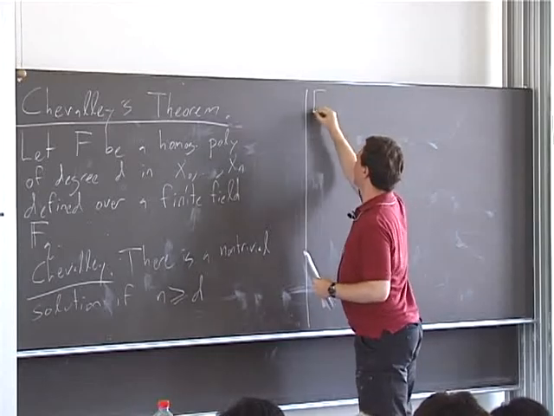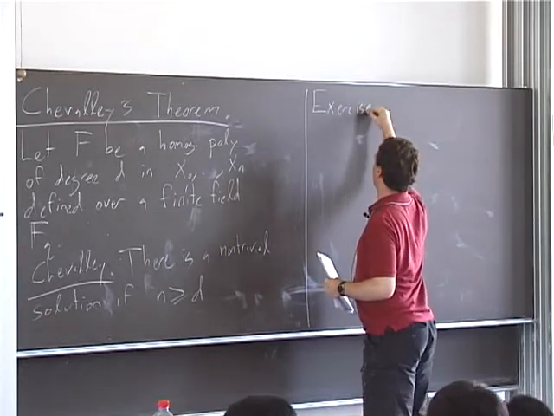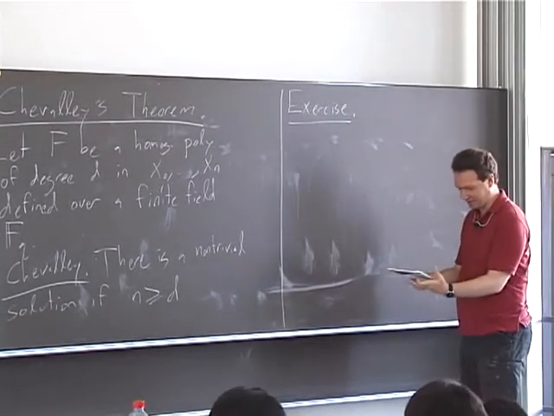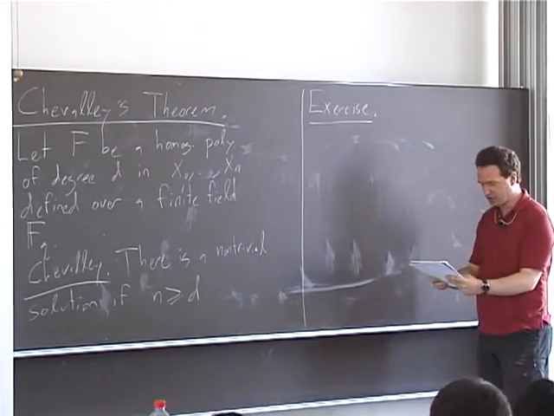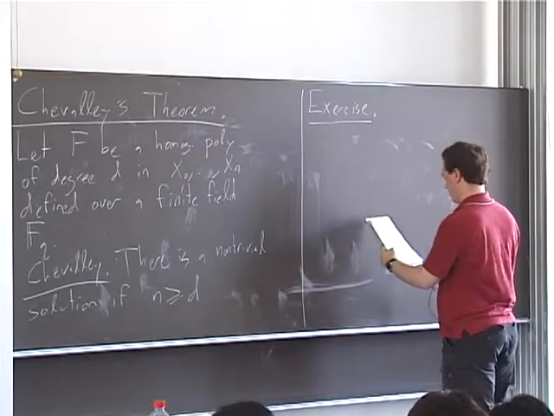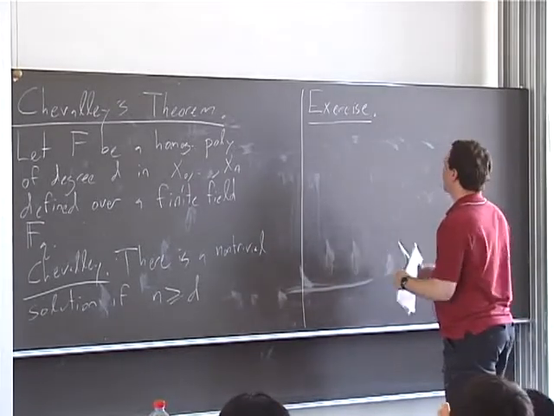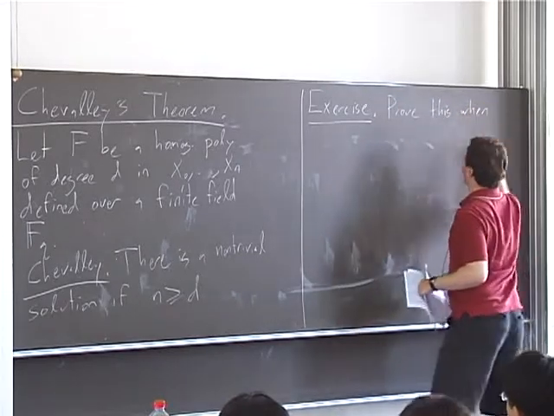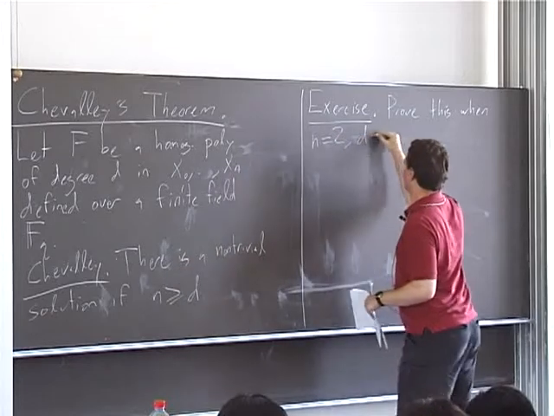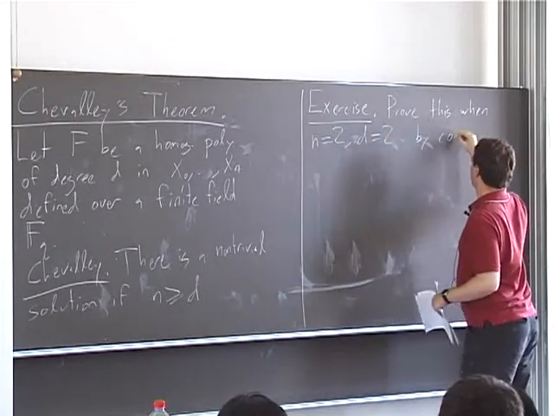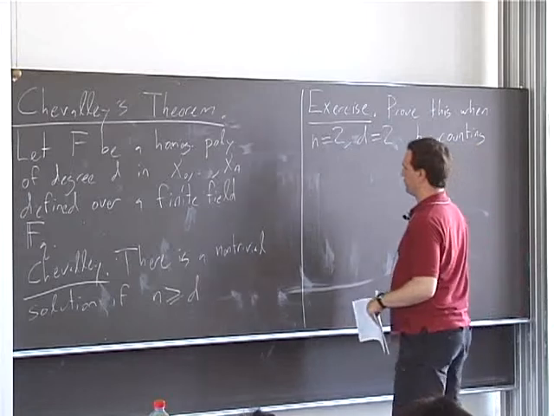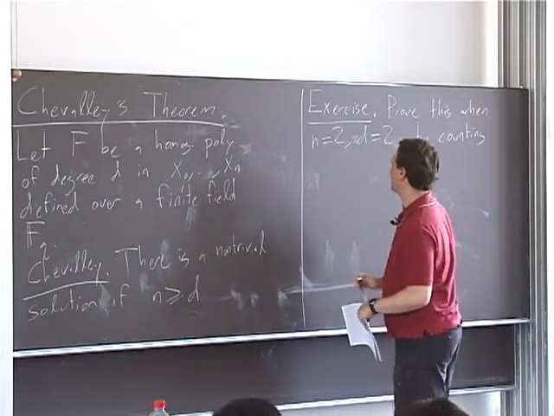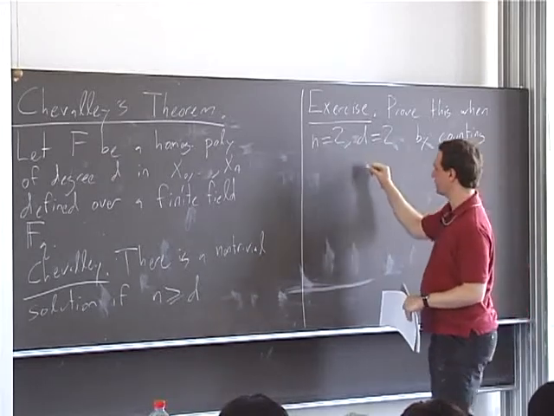But just to get some idea of what's going on, the proof is simple, but what I'm about to suggest is, I think, probably going to have a greater impact than just seeing the proof: prove this when n equals 2, d equals 2 by just counting. What do I mean by that? So n is 2, so this will be a polynomial in x0, x1, x2, so we'll cut out a subvariety of P2.